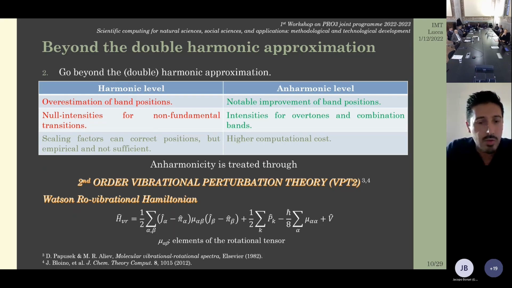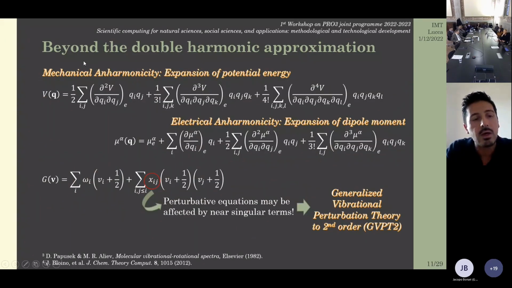Our approach to introduce anharmonicity is based on vibrational perturbation theory to second order. Basically, it starts from the full rovibrational Hamiltonian, and it expands in a Taylor series some elements. In particular, the potential energy is expanded in a Taylor series as a function of the nuclear coordinates, and this allows us to introduce anharmonicity in transition frequencies.